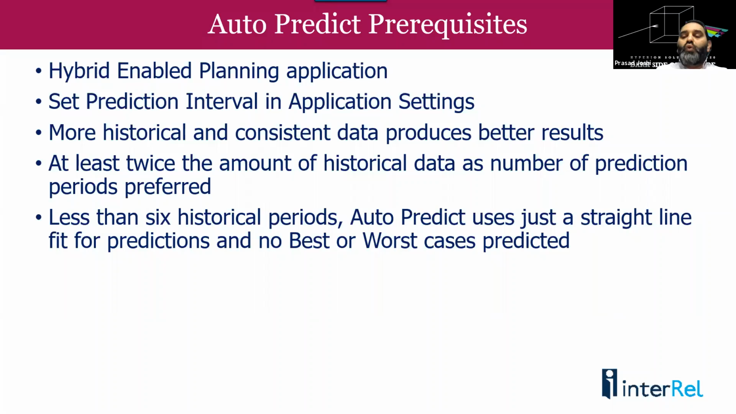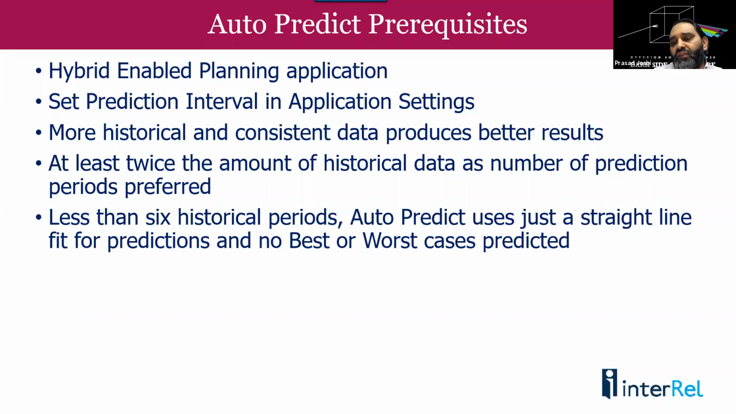Make sure you have a good amount of historical data, because the more data you have, the more consistent the results it will produce. As a best practice, they usually say you should have at least twice the amount of historical data as the number of prediction months. That's available on the interface over there, where you can easily pick the prediction months as well as the historical months.